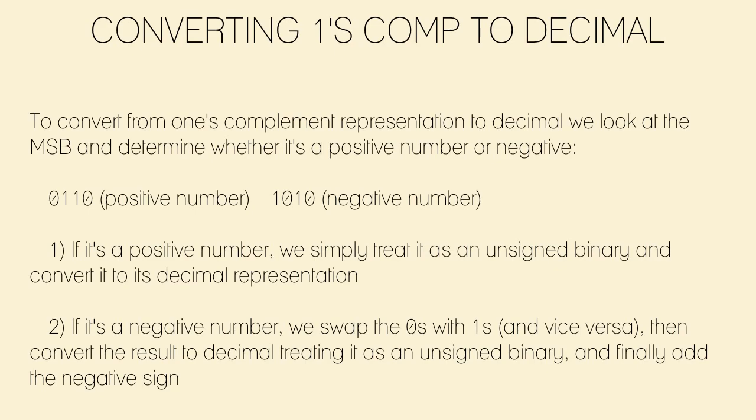If the binary number is positive, as indicated by an MSB of 0, we proceed as if it's an unsigned binary number. We simply convert it directly to its decimal representation. However, if the binary number is negative, denoted by an MSB of 1, we need to do a couple of extra steps. First, we flip the bits, swapping the zeros with ones and vice versa. Then, we treat the resulting binary as if it were unsigned, converting it into its decimal equivalent. But don't forget, we need to attach a negative sign to our final answer, since we started with a negative number. Understanding these procedures is crucial when working with one's complement numbers.